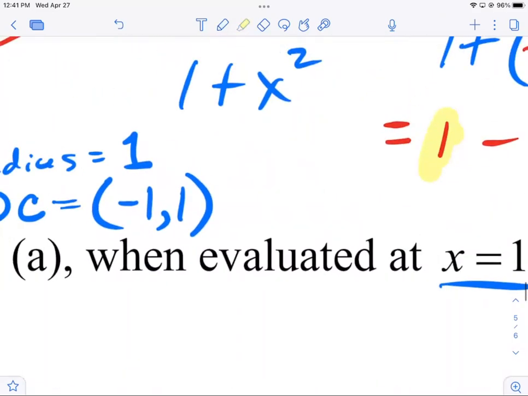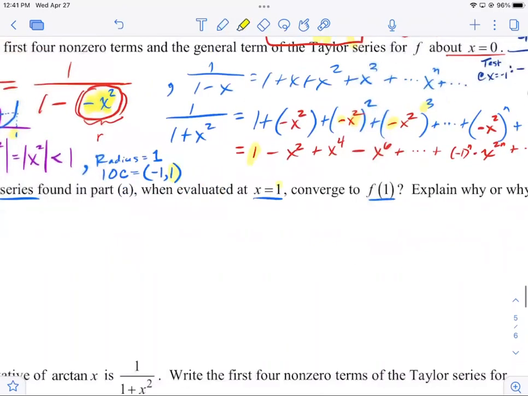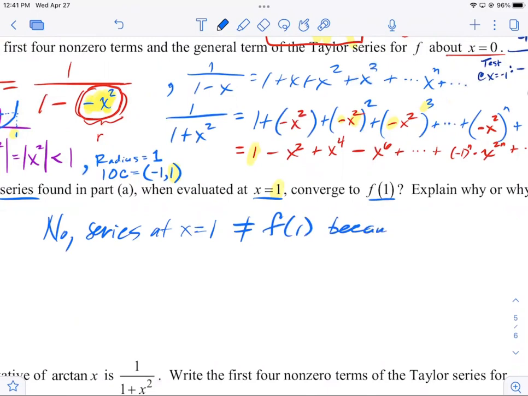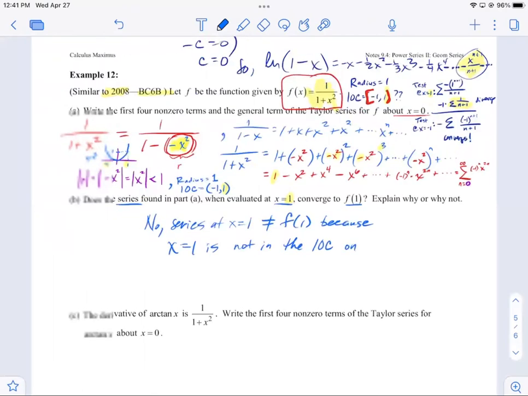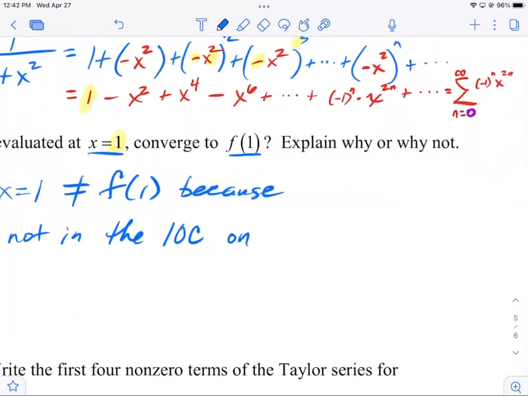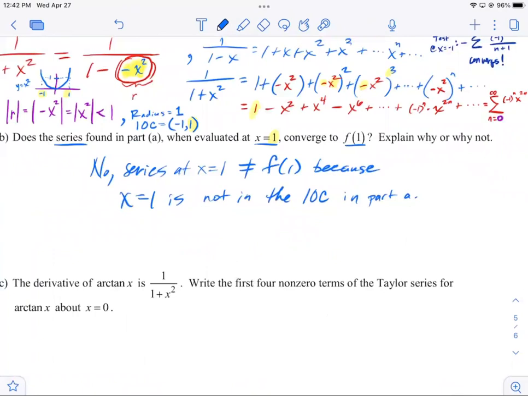Is 1 included in the interval of convergence? It's not. So that's not going to work. So you'll say no. The series at x equals 1 does not equal f of 1 since x equals 1 is not in the interval of convergence found in part A. That's one way to do it.